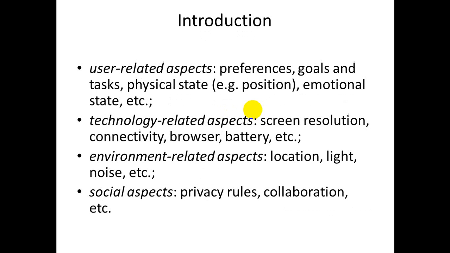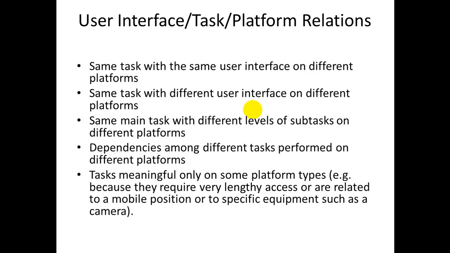Introduction. One of the main reasons for the increasing importance of adaptation is that we interact with our applications in contexts of use, which are more and more varied because of the evolution of mobile technologies and smart environments. Various aspects can be part of the possible context of use and can be grouped along 4 dimensions. You can see these 4 dimensions. First of all are the user-related aspects, then technology-related aspects, then environment-related aspects, and finally the social aspects.